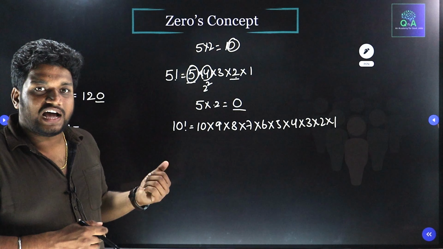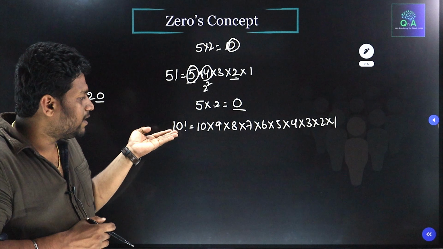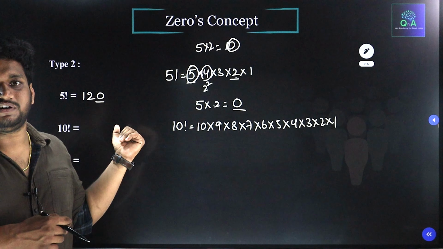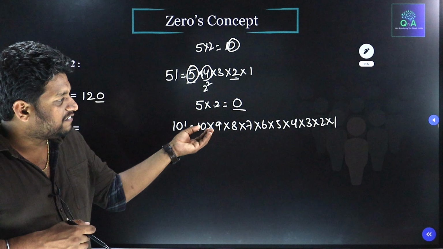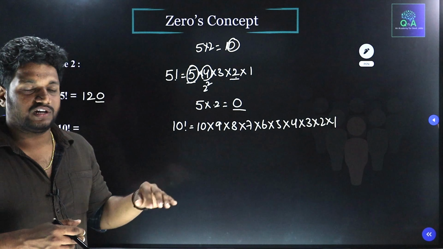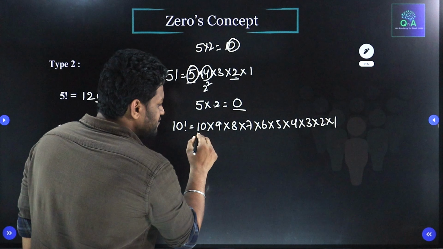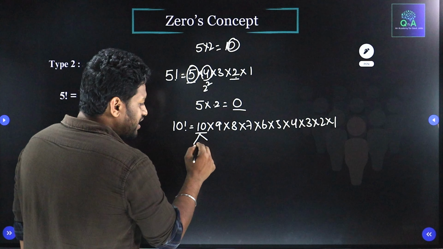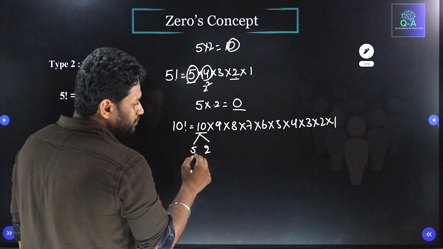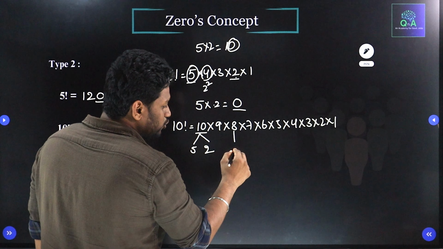Now from this, what do I have to identify? I have to find how many trailing zeros I have in 10 factorial. Yes or no? If I have to find that, first you should know how many 5s are there in 10 factorial. Can you tell me how many 5s I have in 10 factorial? In 10 itself, I have 1 five and 1 two. Yes or no? In 8, I have 2's.